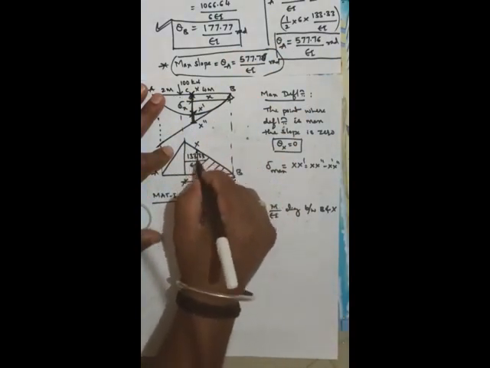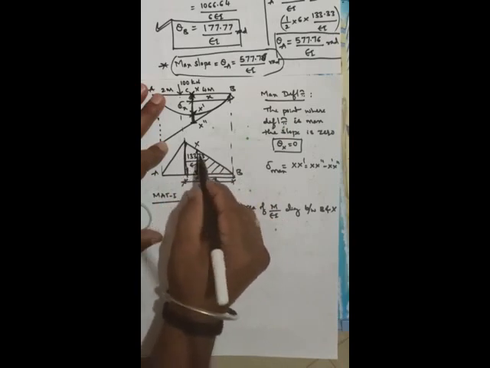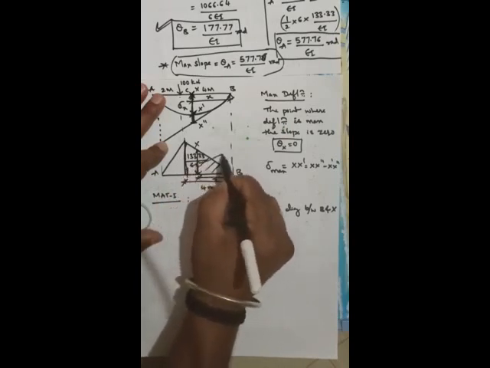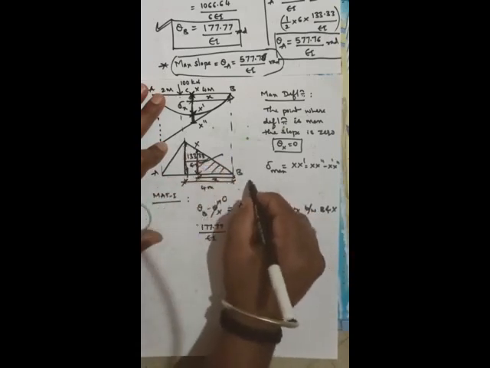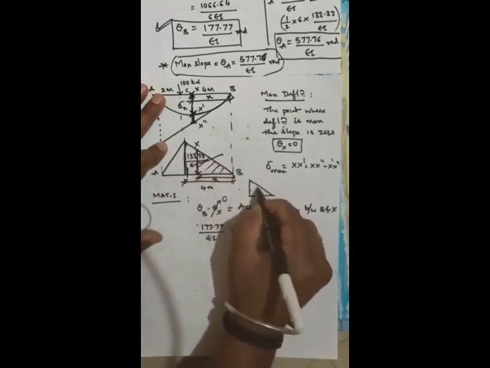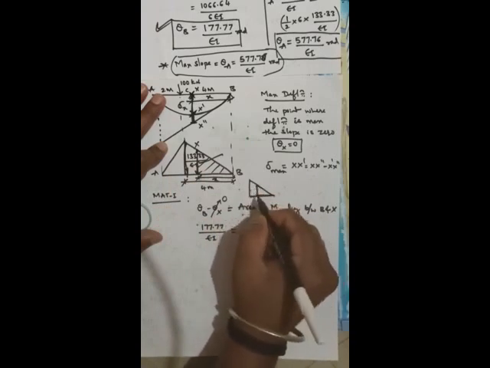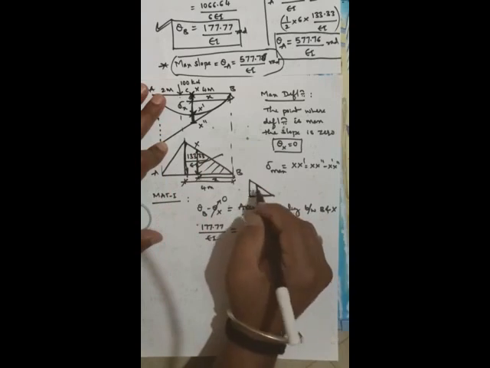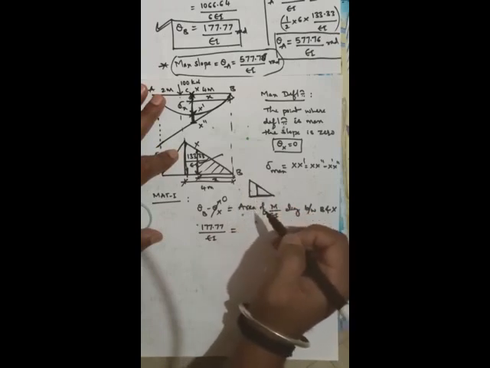Okay, what is this height then? This height is 133.33 by EI. If you consider these two triangles, they have the same base, something like this, correct? The base is the same, and this is the height. Okay, they are two triangles.